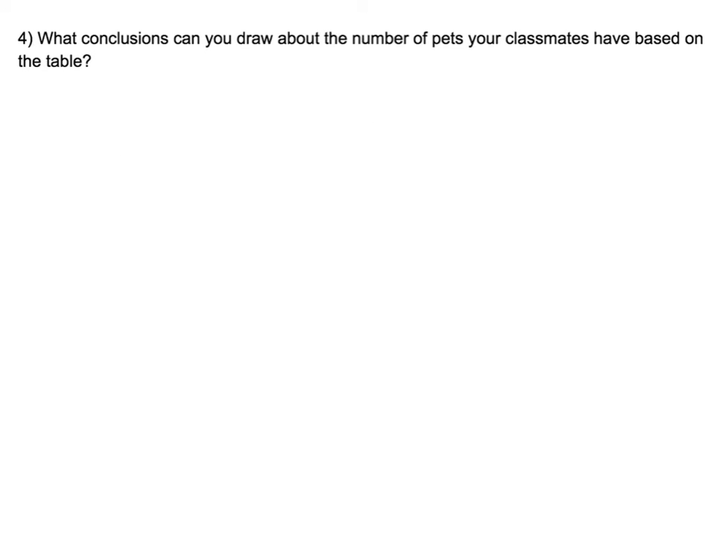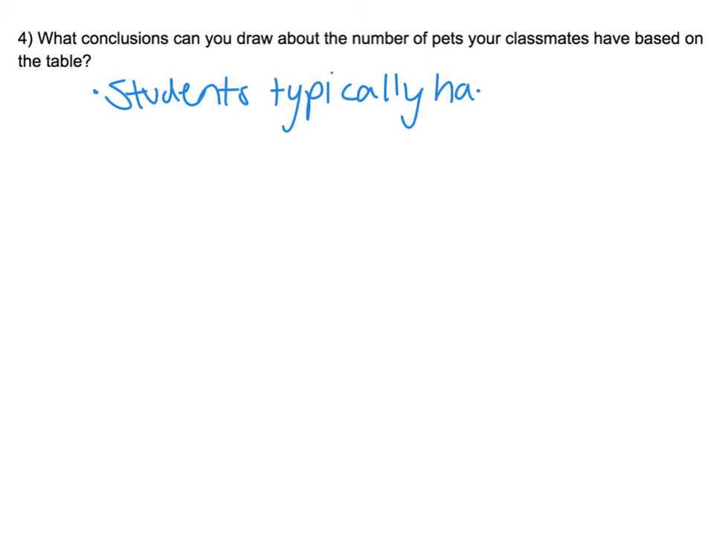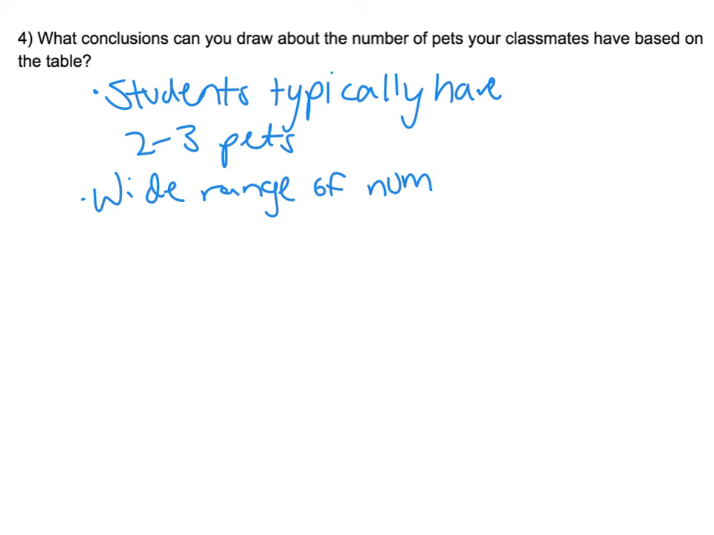And last, but probably most importantly, are the conclusions we can draw from creating a line plot like this. It's basically just trying to understand what we now can see when we look at those data plots. So again, we can see that students typically have two to three pets, and we can see that there is a wide range of the number of pets owned.